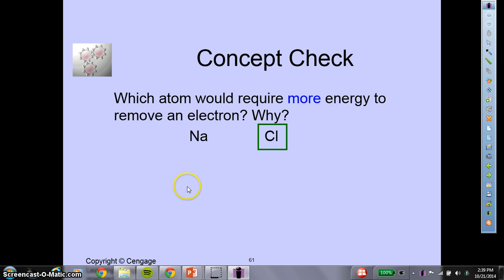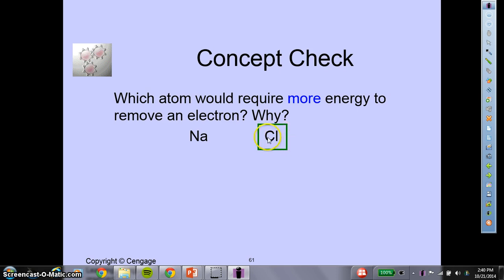So this concept check says which atom would require more energy to remove an electron and why. And if you look at the answer, which is chlorine, sodium and chlorine are on the same principal energy level. And they are in group 3. So sodium's at the far left and chlorine's at the far right. So the ionization energy increases from left to right. We start to see fuller shells as we go toward the noble gases.